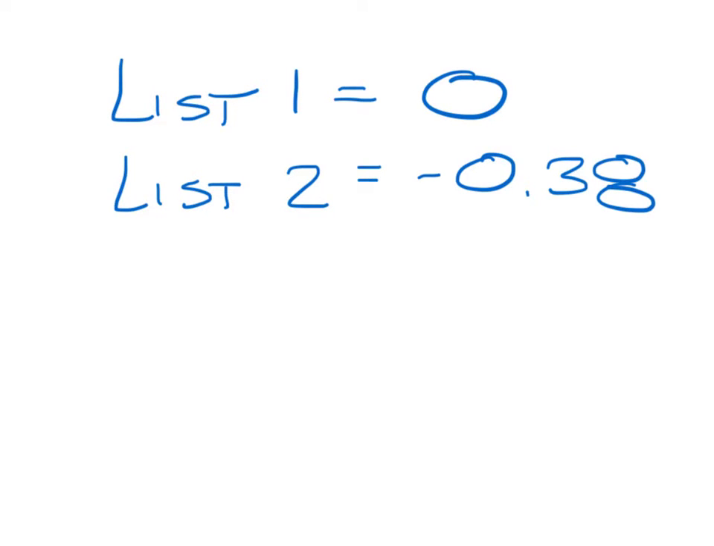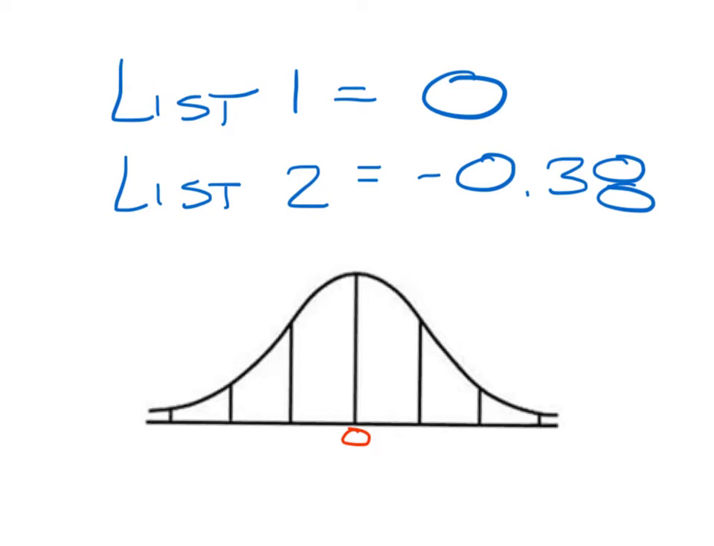Don't forget your curve, and I think I can put a picture in real quick. On your curve, this is 0, 1, 2, and 3. This is negative 1, negative 2, negative 3. Now plot those points that we have. From list 1, here's where 0 is at. We'll make that one green. And from list 2, it's a negative 0.38, so it's between 0 and negative 1, approximately there.